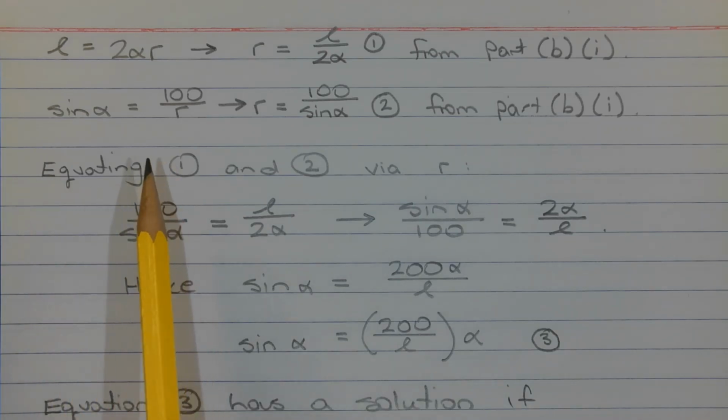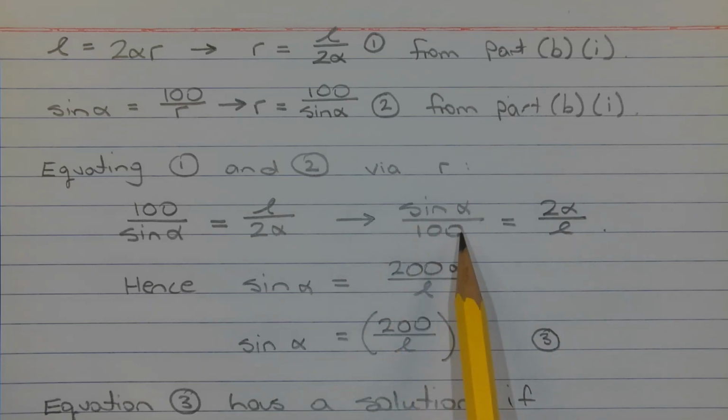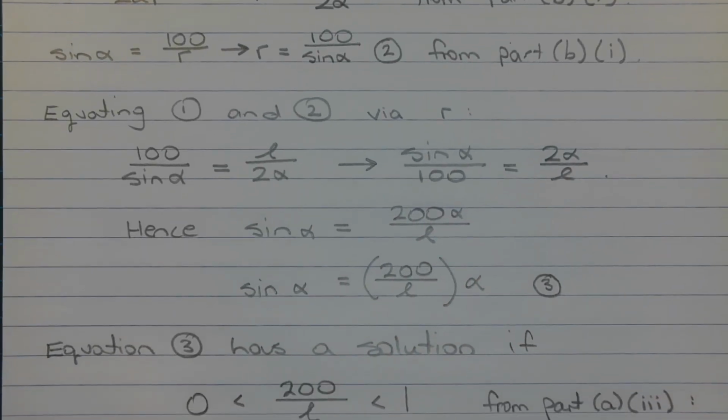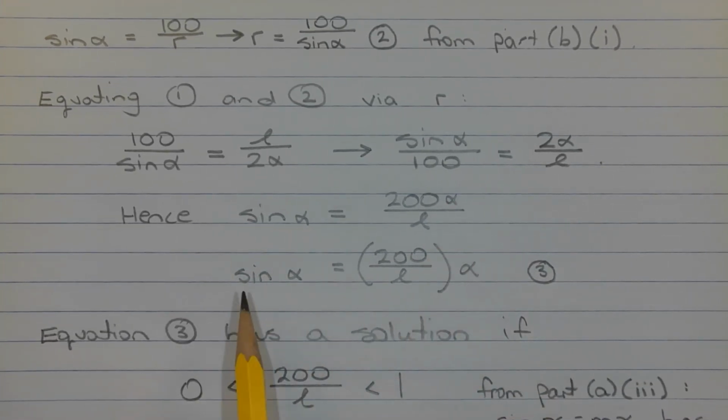Now, equating equations 1 and 2 via r, we have 100 over sine alpha is equal to L over 2 alpha. Taking the reciprocal of both sides of the equation, we get sine alpha over 100 is equal to 2 alpha over L. Multiplying both sides of the equation by 100 to isolate sine alpha, we get sine alpha is equal to 200 alpha over L, which can be written as 200 over L in brackets times alpha. So 200 over L becomes the coefficient of alpha. And we'll call this equation number 3. Sine alpha equals 200 over L in brackets times alpha.